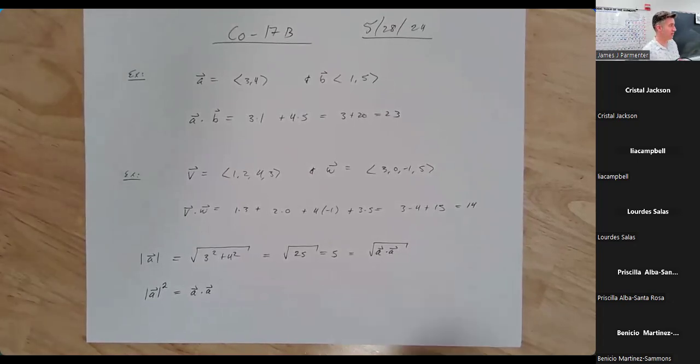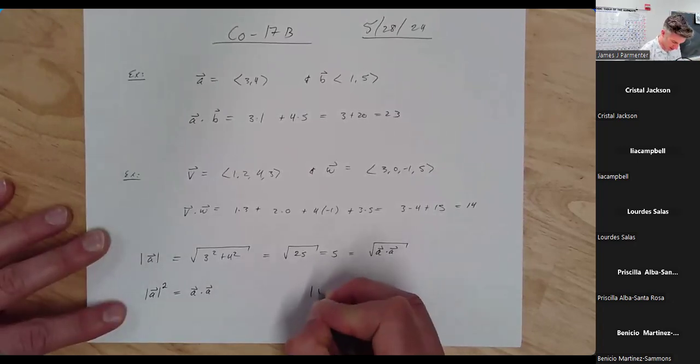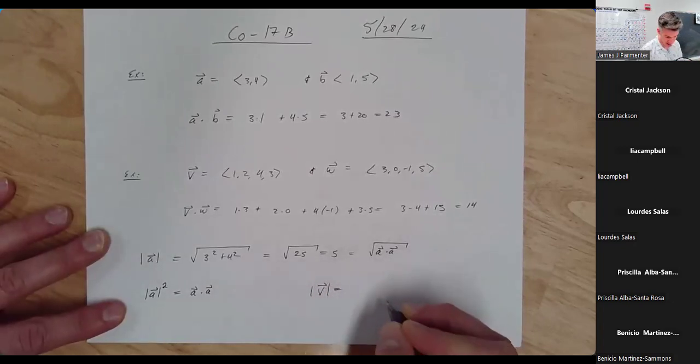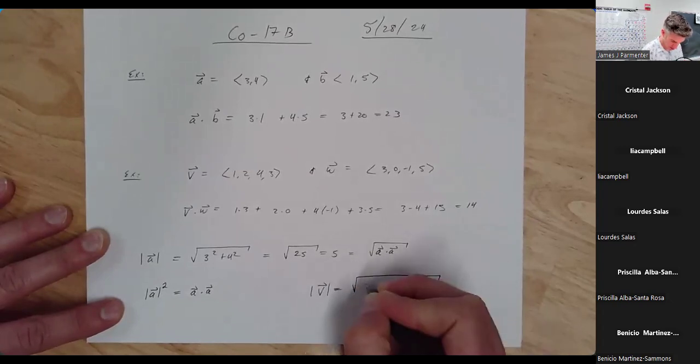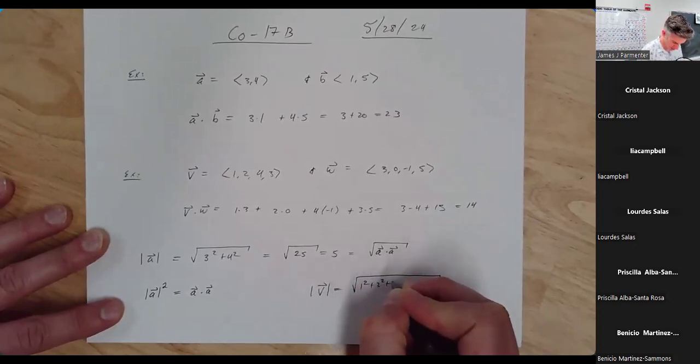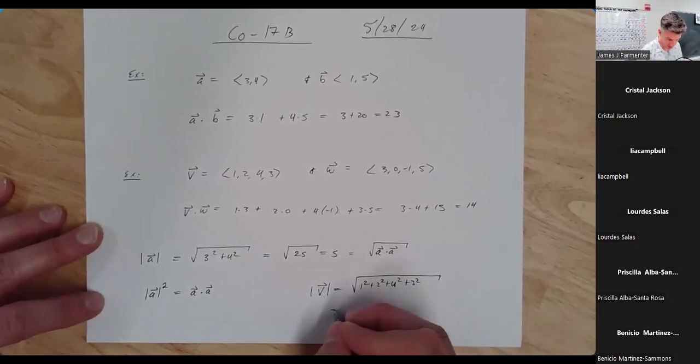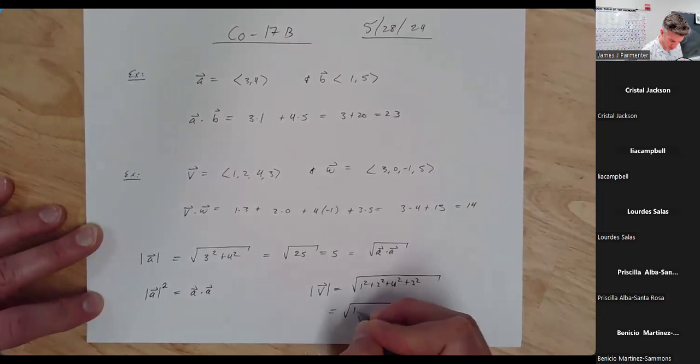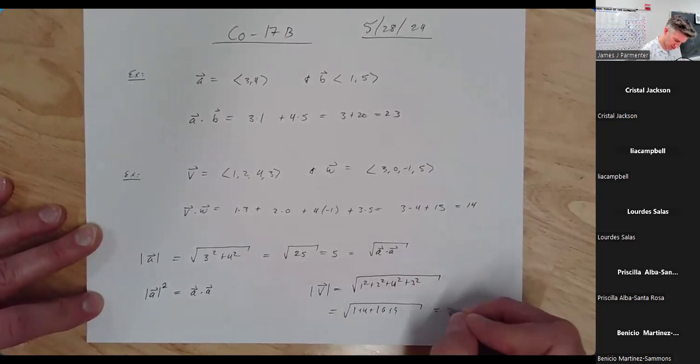But we could also think of the length of a vector in more dimensions. So if I said, what's the magnitude of V? Well, that's going to be the square root of 1 squared plus 2 squared plus 4 squared plus 3 squared, which is the square root of 1 plus 4 plus 16 plus 9, which is the square root of 30.